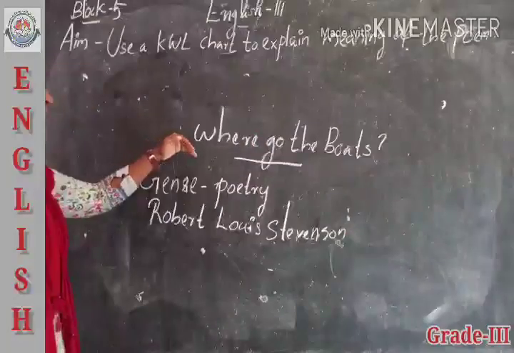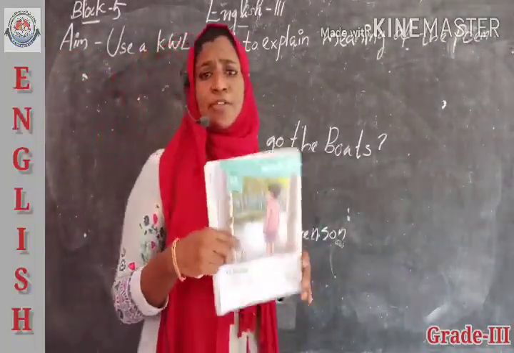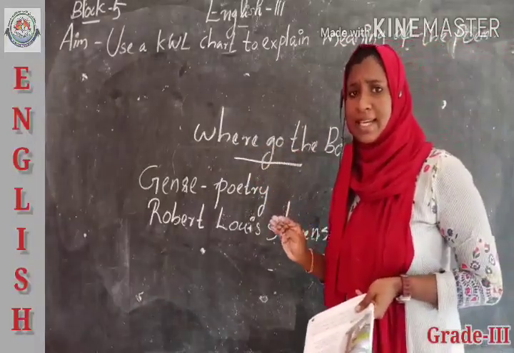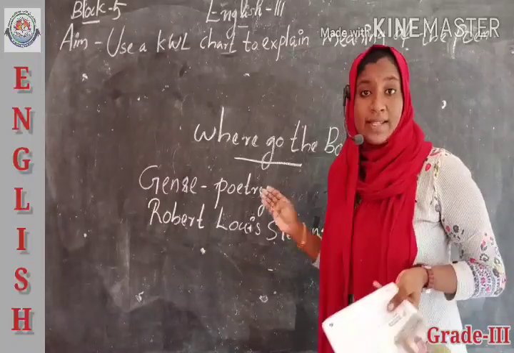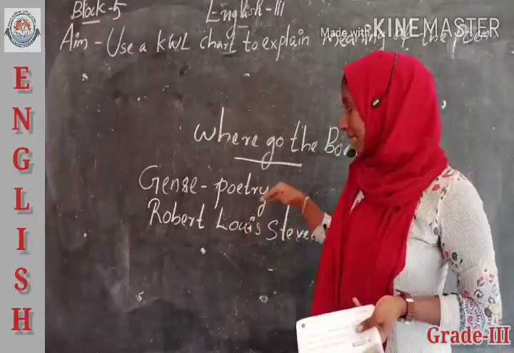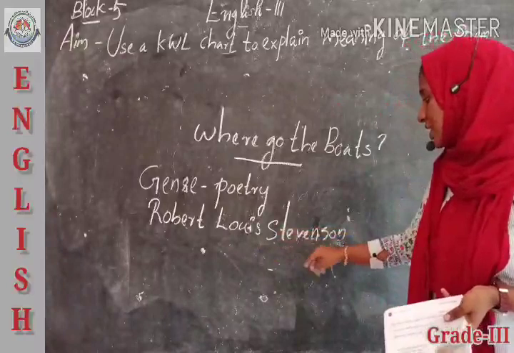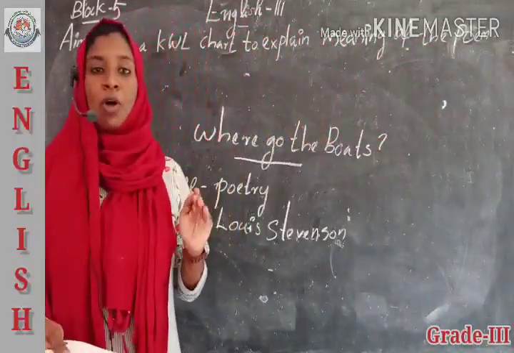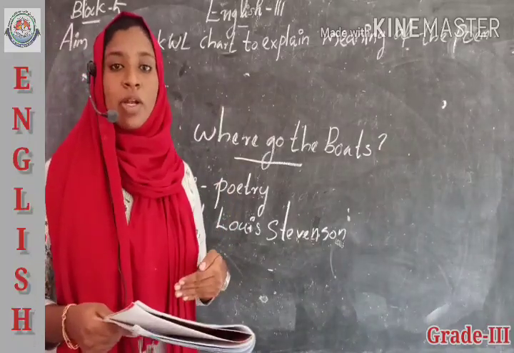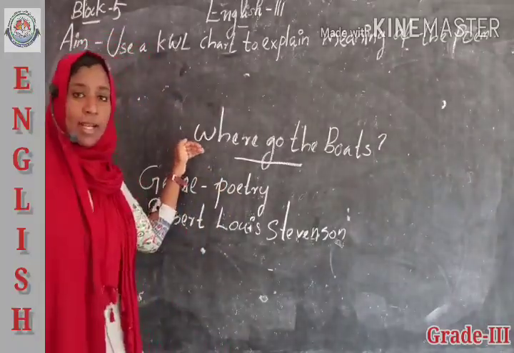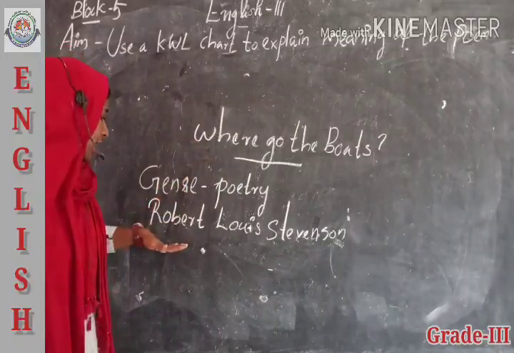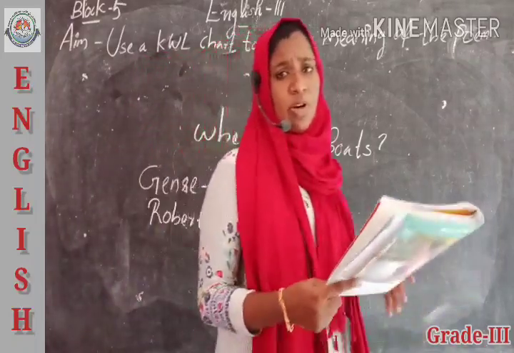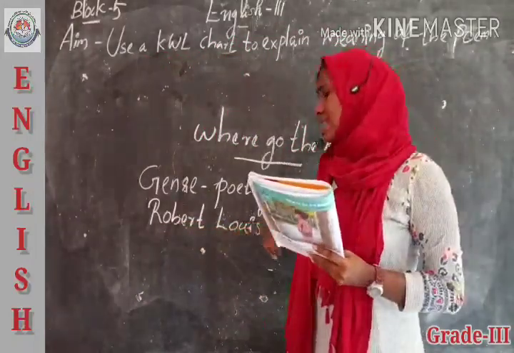So, here the poem Where Go the Birds. The title of the poem is Where Go the Birds. And this poem comes under which genre? Yes, we know that it's a poem, so it's coming under the genre poetry. And this poem is written by Robert Louis Stevenson. So, the author is very important. Everybody please take your notebook and write down this title and this author also, please write it down in your notebook. Okay. Author is Robert Louis Stevenson.